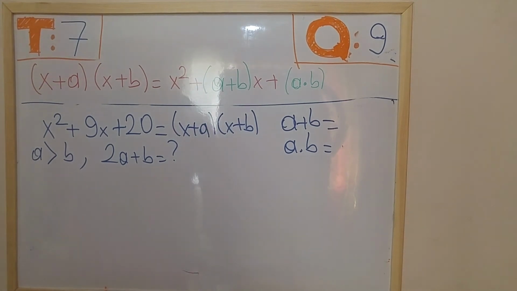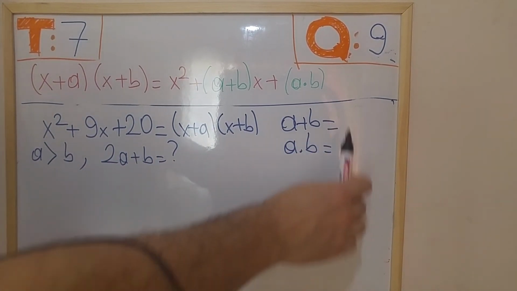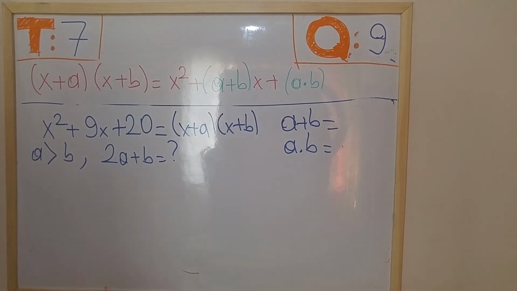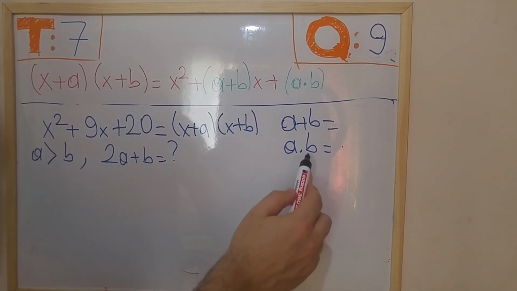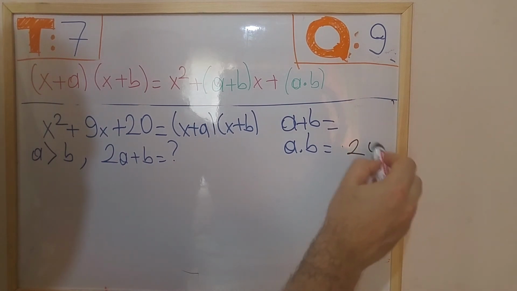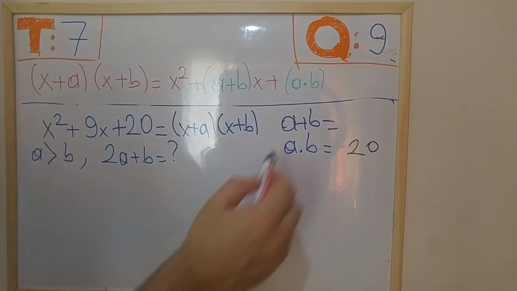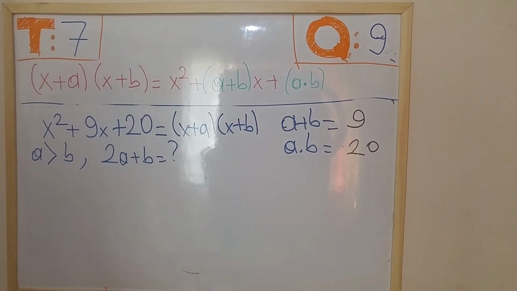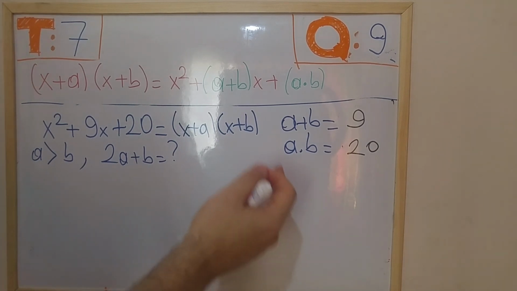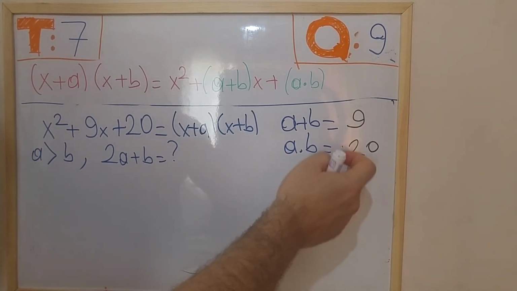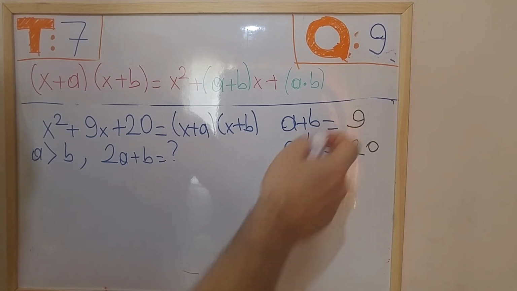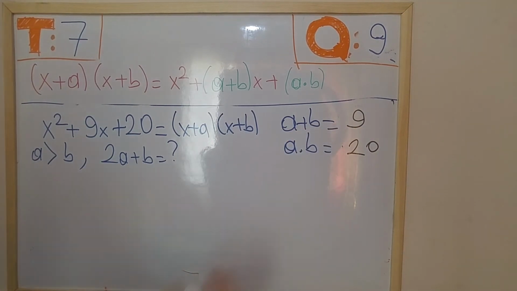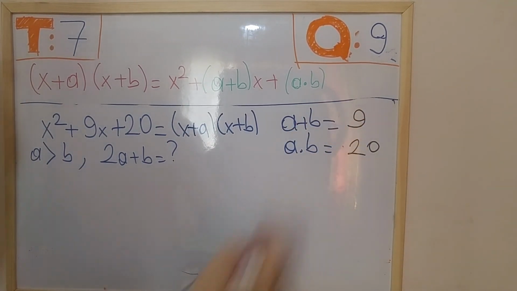This is the question that we have in our hands. And let's again use this side of the board, the right hand side of the board. And we know that a times b is equal to 20 here, and a plus b is equal to 9 here. Actually, these numbers must be 5 and 4, because 5 times 4 must be equal to 20, and 5 plus 4 must be equal to 9. And both of the numbers are positive because both of the signs are positive.